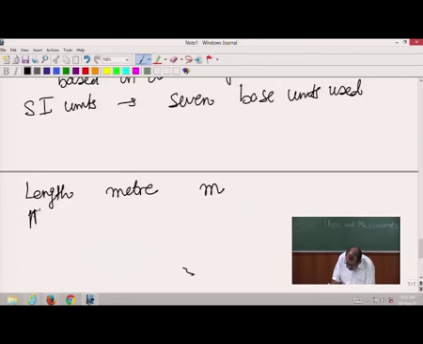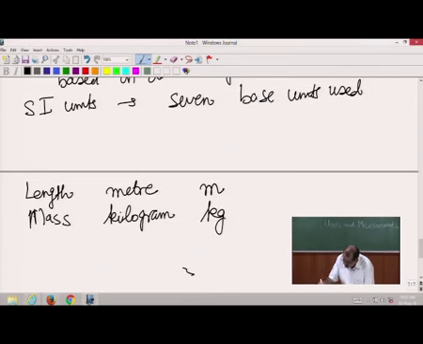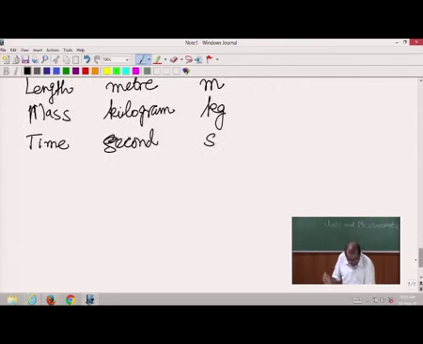For mass, the basic unit used in the SI system is kilogram, and the symbol for that is kg. For time, the basic unit used is second, and we use the symbol s for this.